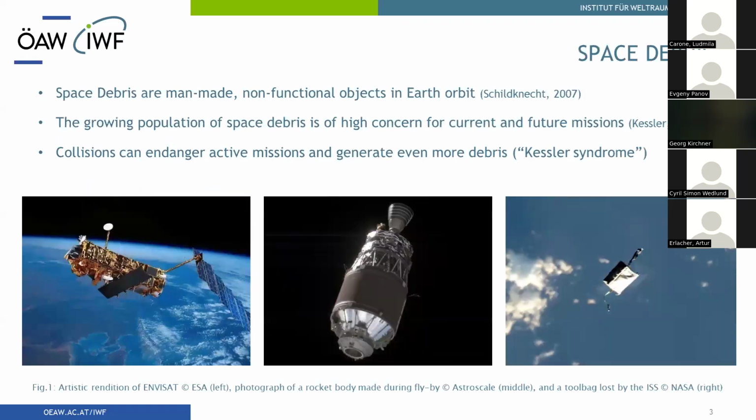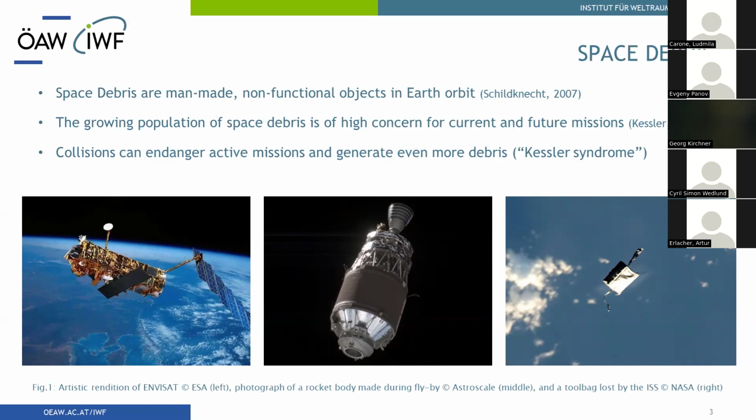So to give you an idea of what we are talking about, I brought 3 images with me. Here on the left-hand side, we have an artistic rendition of Envisat, which is a defunct satellite still in orbit. Here in the middle, we have a rocket body, which is quite a typical object that can be encountered in orbit. It is left behind during launch processes. This is a photograph taken during a flyby maneuver by the company Astroscale. And lastly here, we have a tool bag, and it has been lost by astronauts of the ISS during a spacewalk. And these are quite typical examples for space debris.